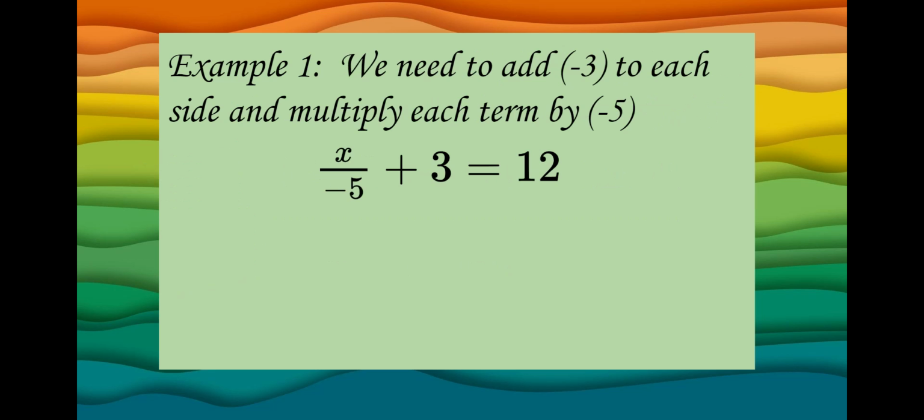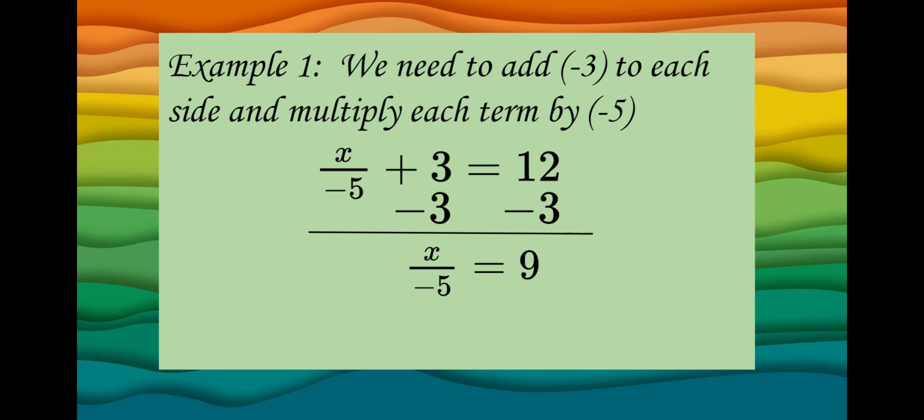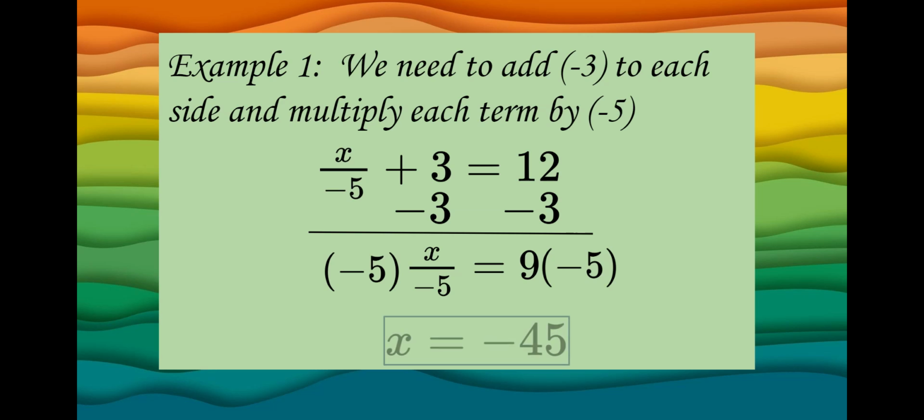What if we add -3 to each side and then multiply each term by -5? Adding -3, the new simplified equation would become x over -5 is equal to 9. Now we just need to multiply each term or each side by -5, and we end up with x is equal to -45, a much simpler solution.